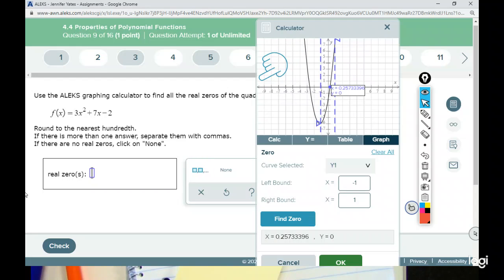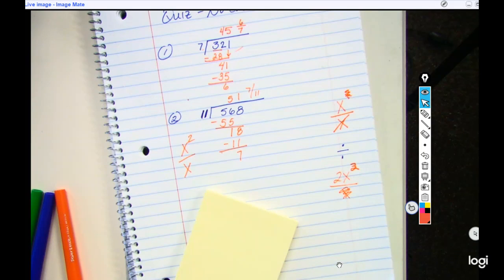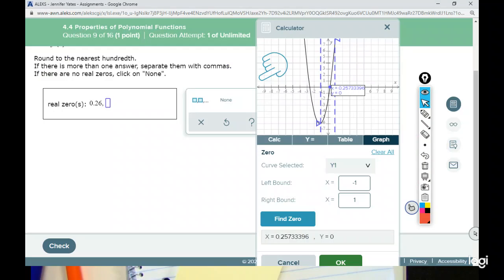So the first zero I would type in is what? 26? All right, comma. And then I want to do it again. Let's try that again. Where did you go? There it is.